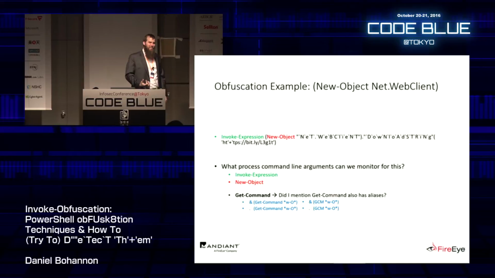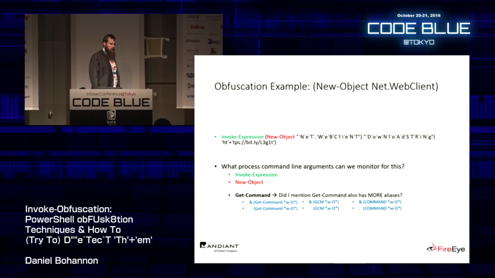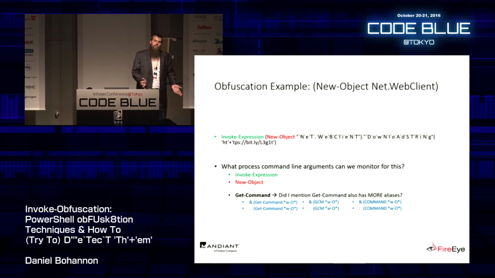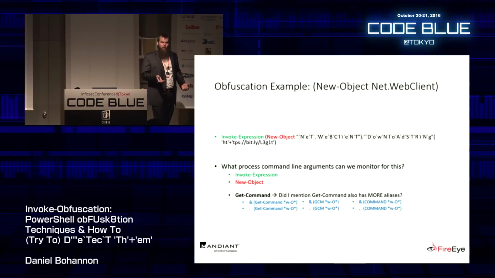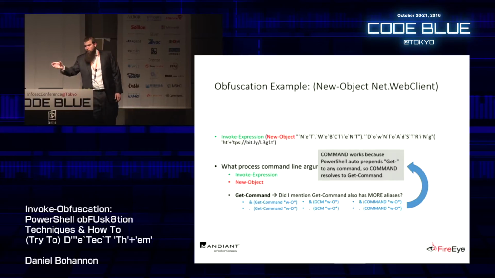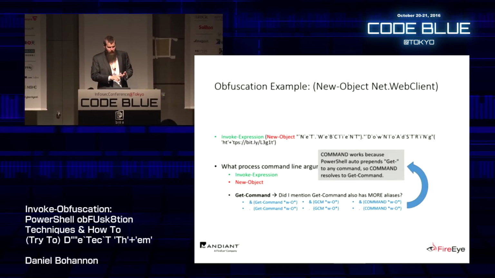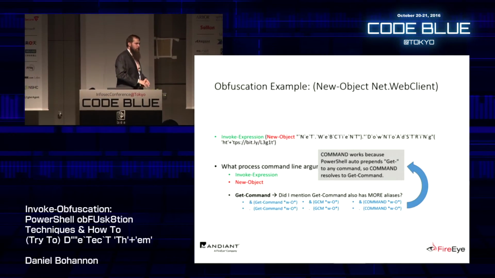In addition, get command has its own alias of GCM. And it actually has an undocumented alias of command. Now, why is command an alias? Why is it not documented? Well, it kind of is. So in PowerShell, when you type a command, it will automatically prepend a get dash to see if there's a commandlet named that. So now you have get command, GCM, and command. Do you think triggering off of command may generate a lot of false positives? It will, and I know from experience. Command is an execution flag as well, so you have to start thinking of all the possible places where this string could be and how detecting it can be problematic.